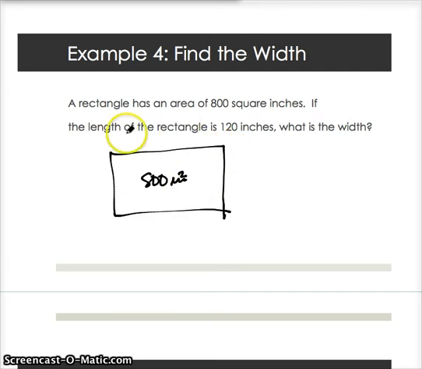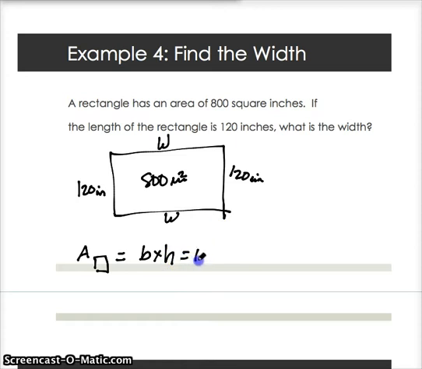The next thing I'm going to do is to indicate a side, which is the length. So this side, let's say, is 120 inches. If this side is 120, so is this side. And I need to find the width. Let's put W here. Do you guys remember the formula for finding the area? We just use it. Area of a rectangle is equal to base times height, or length times width. So what we'll do is we'll use that to help us answer this question.